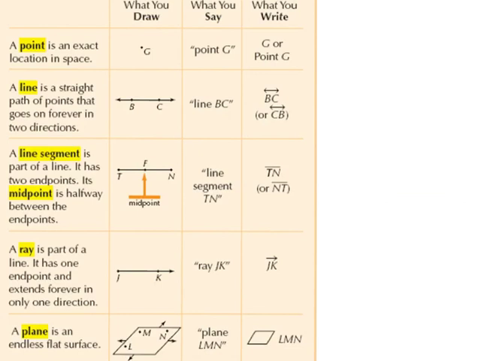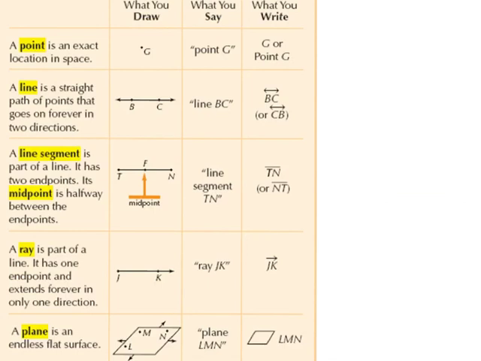Alright, a line segment is just a part of a line. It has 2 endpoints, and its midpoint is obviously midway or halfway between those 2 endpoints. This is actually line segment TN, and point F is the midpoint. And again, it shows you how to write that.